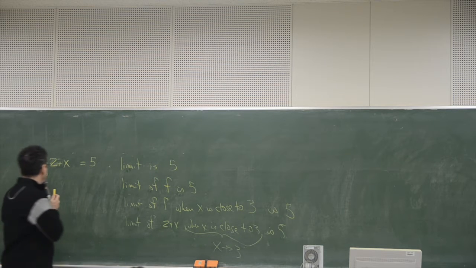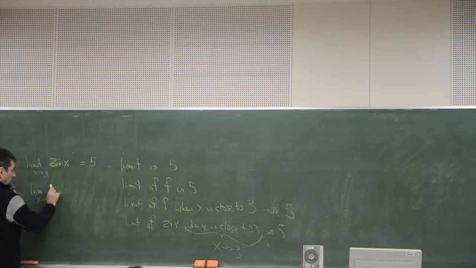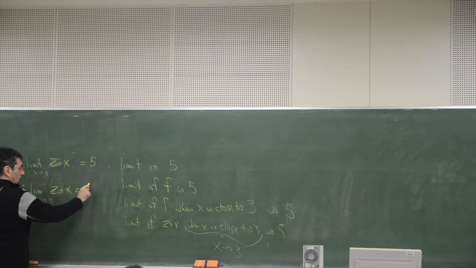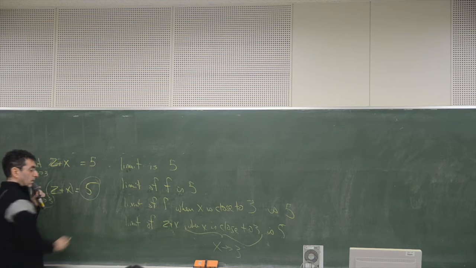You can write that in shorthand like this. The limit of 2 plus x as x approaches 3 is 5. And then if you want a little bit more shorthand, you can finally write it like this. If I do that one more time: the function goes here, what x gets closer to goes there, and the answer goes there.